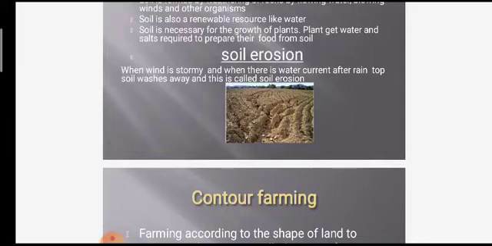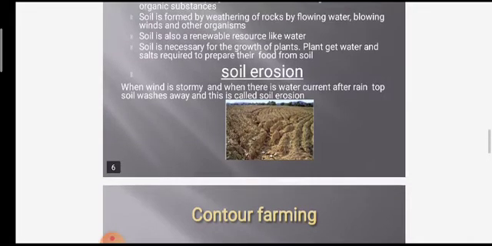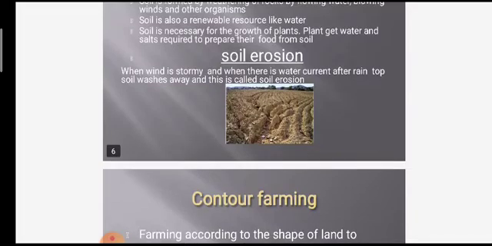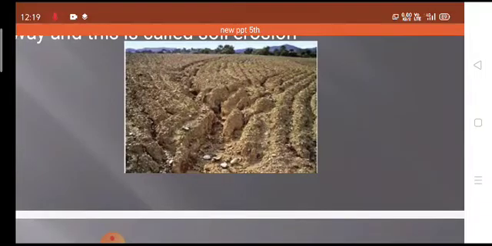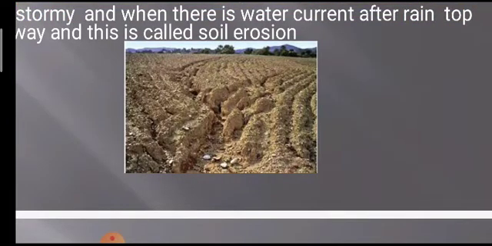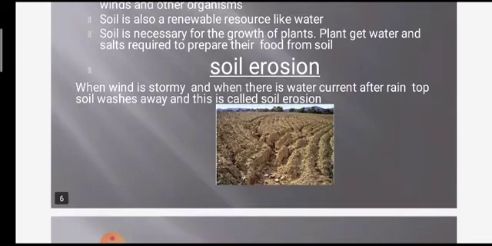Another topic is soil erosion. Soil erosion means the soil gets washed away. The upper layer of the soil gets washed away when there is a storm, and when there is a water current from the rain. When there is continuous flow of water onto the soil, or heavy stormy wind, the soil washes away, and this is called soil erosion. Can you see this picture? There is no soil present, all the top layer is gone. This is soil erosion.